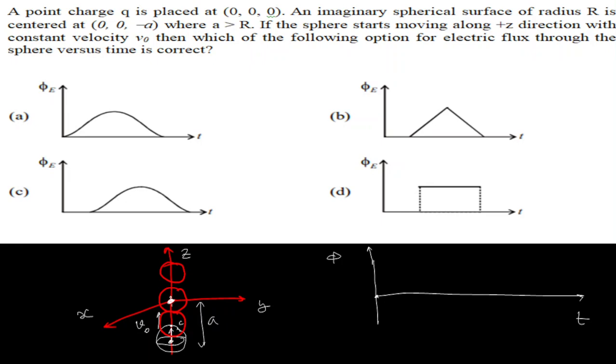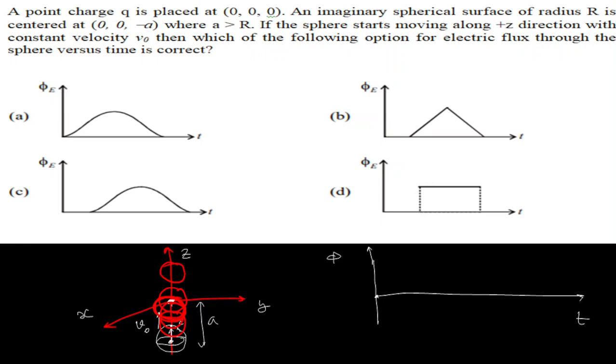So you can see that at some point the sphere will become like this. At t equals a certain time, and then if you change the time a little bit more, the sphere will be like this. So the charge will be inside the sphere, and the flux will be q by epsilon naught.